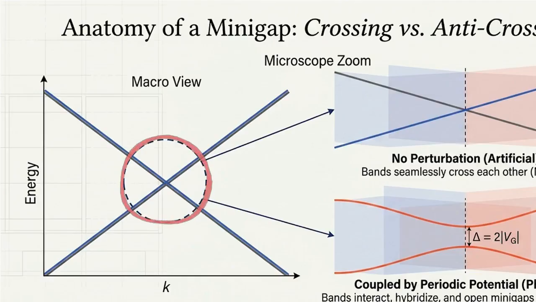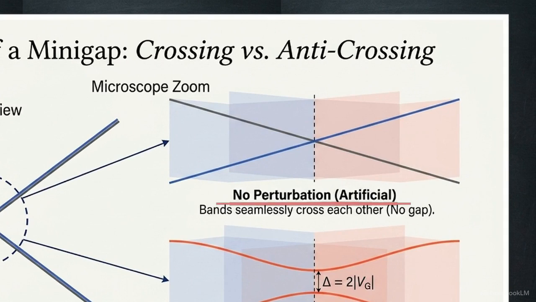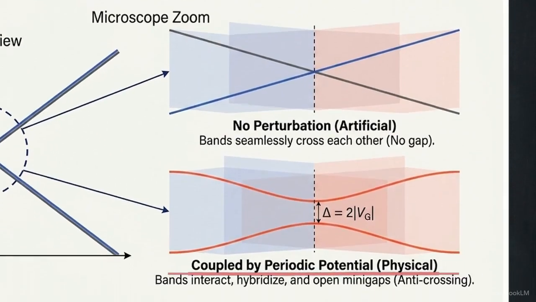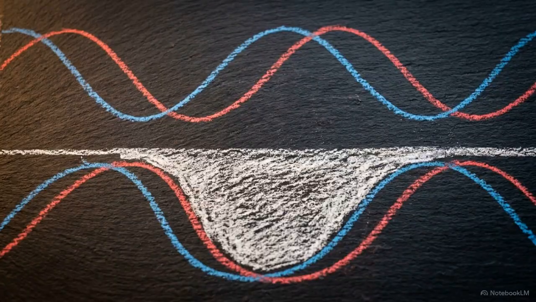This macroview graph shows where folded energy bands intersect. In an artificial supercell, these bands pass cleanly through each other. But in a physical system, the new potential creates a coupling matrix element, forcing the two states to hybridize. The bands repel in an anti-crossing maneuver, pushing the energy levels apart and opening a measurable mini-gap. This transformation turns a mathematical intersection into a physical energy barrier, altering the material's conductivity and thermodynamic properties.